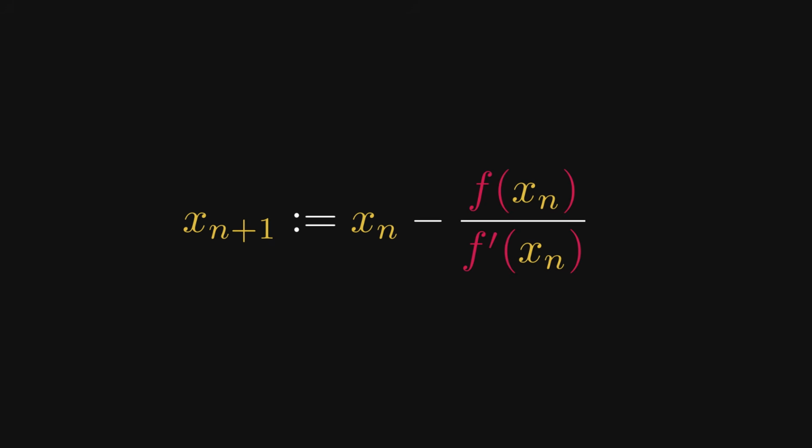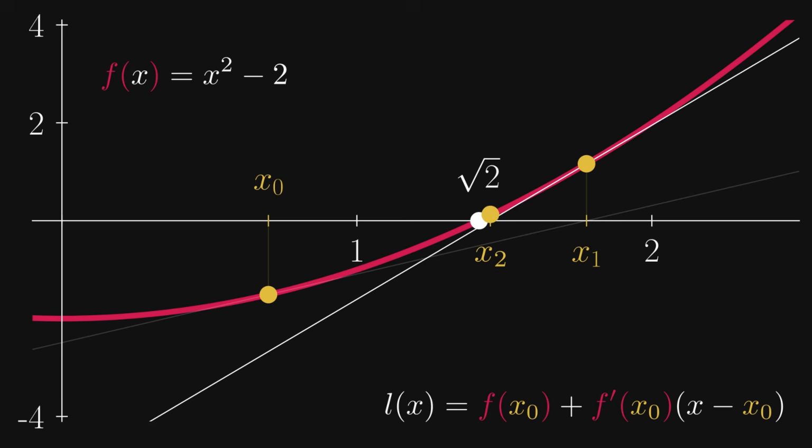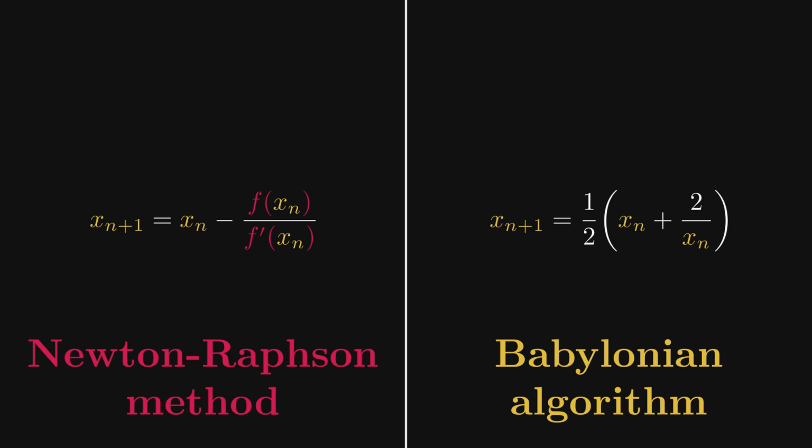And here we go. We can define a recursive sequence based on this idea. This is called the Newton-Raphson method, sometimes also Newton-Raphson iteration. Here is the next step, and the next step. As you can see, we are almost at the square root of 2. So, we have seen two ways to approximate the square root of 2: the general Newton-Raphson method and the Babylonian algorithm.